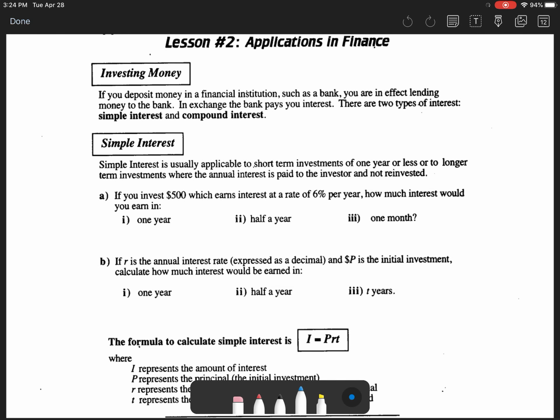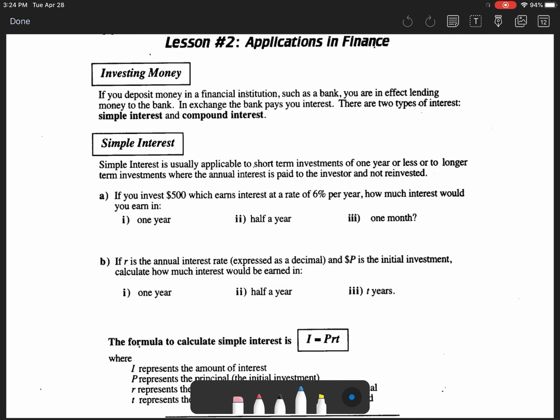Hi, Math 30-1s. Today we're going to take a look at applications in finance and how that relates to exponential and log functions. So at the top of the page, it discusses investing money. Now, when we invest money, the two basic types or ways that we're going to be talking about investing money and the money that is calculated when we invest it, are simple interest and compound interest.